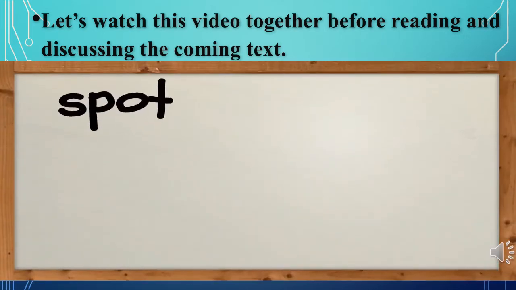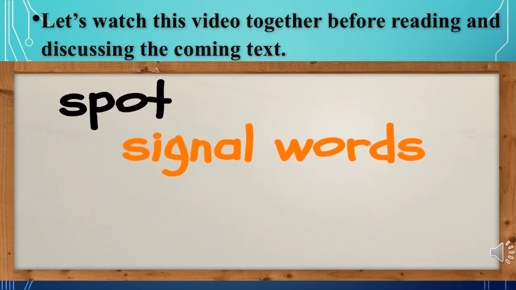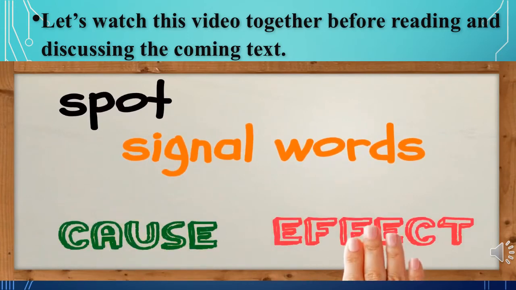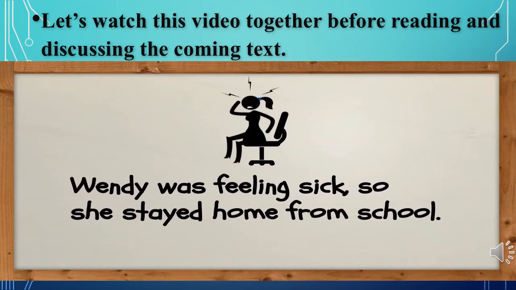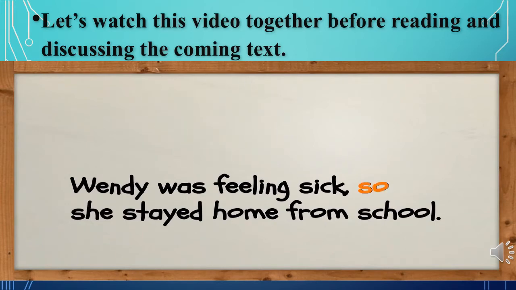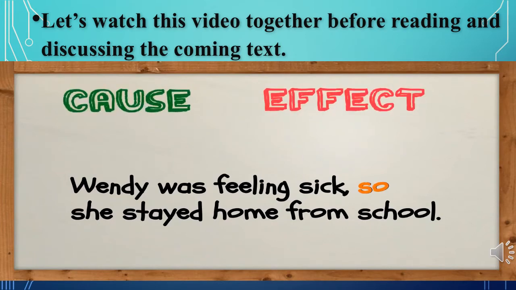Now, see if you can spot signal words in a text and then work out which is the cause and which is the effect. Wendy was feeling sick, so she stayed home from school. Can you see the signal word? That's right, so. Now let's work out which is the cause and which is the effect. Remember, a cause happens first, but not always first in the text. And it answers the question, why did this happen?